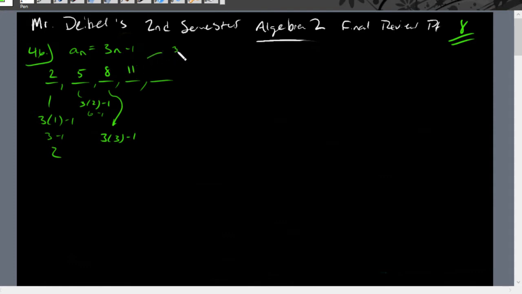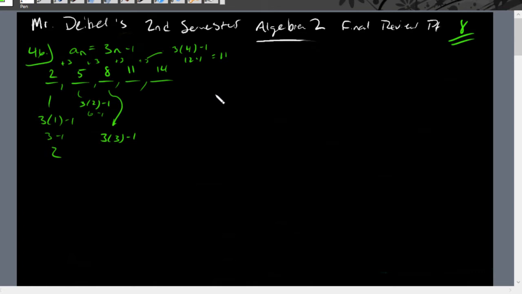So 3 times 4 minus 1, that's 12 minus 1. That is 11. So this whole plus 3 thing is true so far. I don't see any reason why it wouldn't be still, because it's a linear rule anyway. So then we've got plus 3 again, and that's 14. There's your first 5 terms.